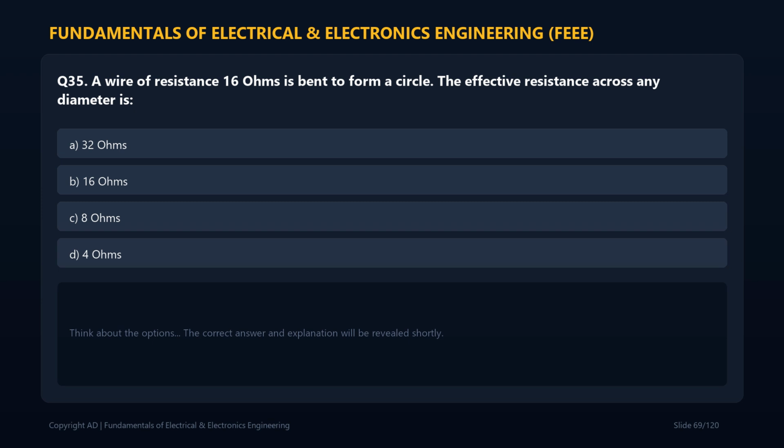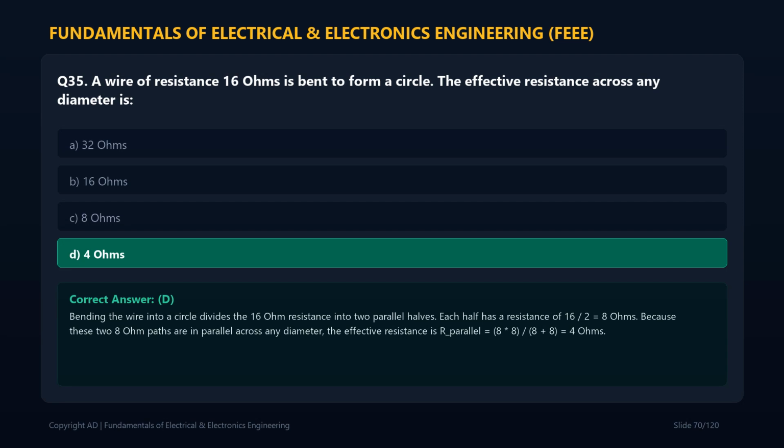The effective resistance across any diameter is: option A, 32 ohms; option B, 16 ohms; option C, 8 ohms; option D, 4 ohms. The correct answer is D, 4 ohms. Bending the wire divides it into two parallel halves of 8 ohms each. The parallel combination of these two halves across the diameter results in 4 ohms.